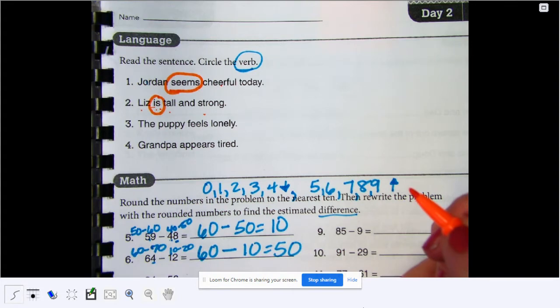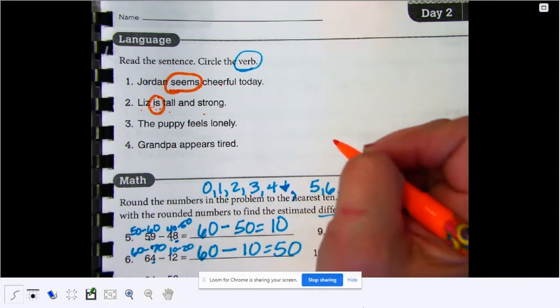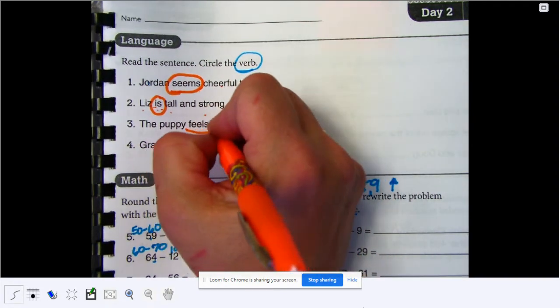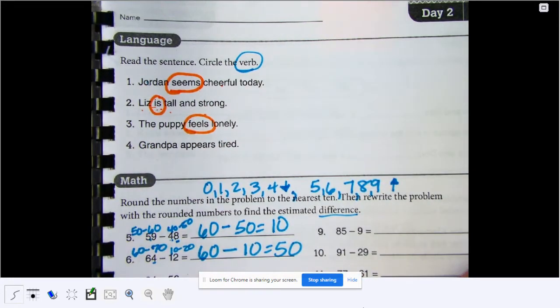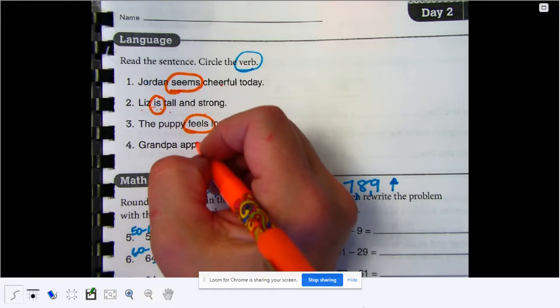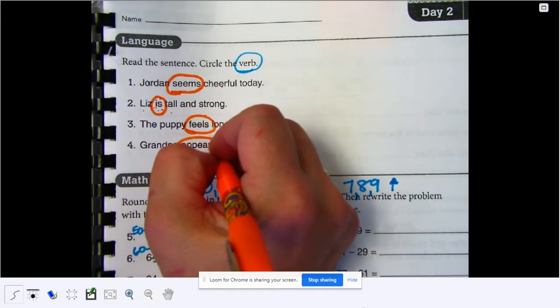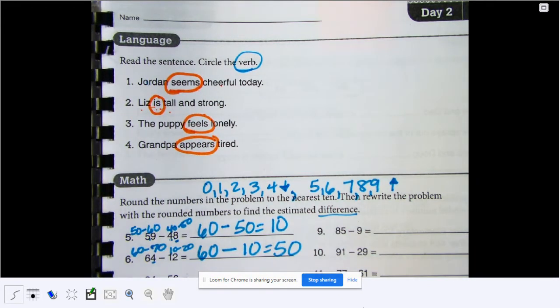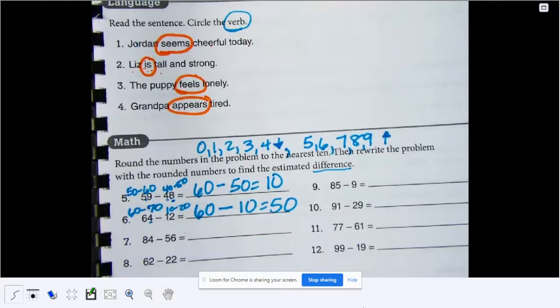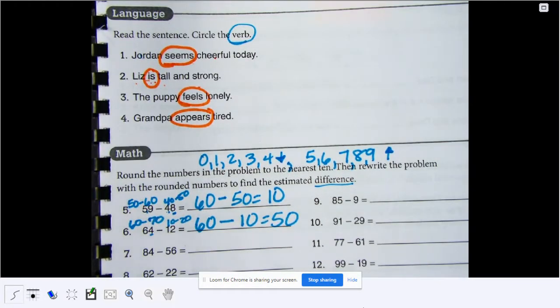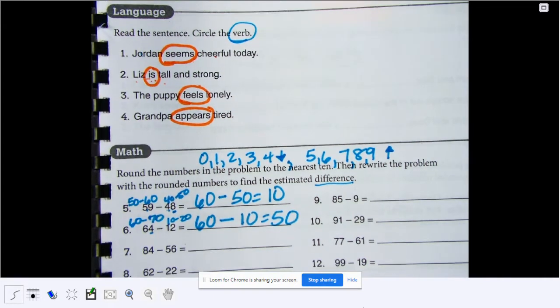Number 3, the puppy feels lonely. What's the puppy doing? He feels. And then Grandpa appears tired. What about Grandpa? He appears. So it just seems like it, just looks like it. Okay? You always read that.